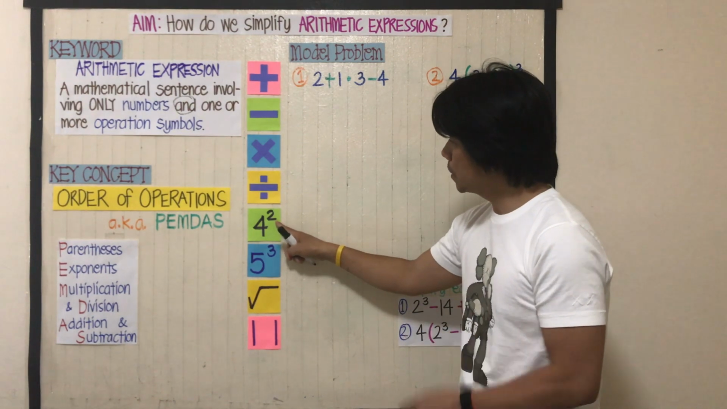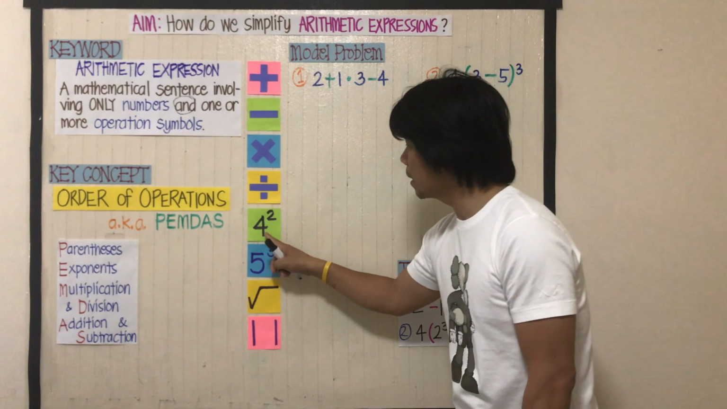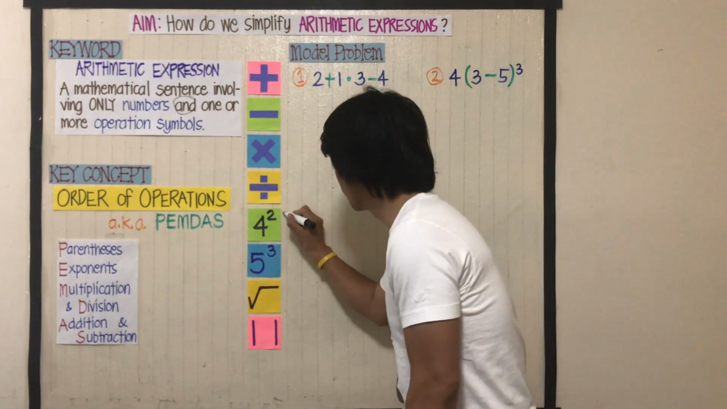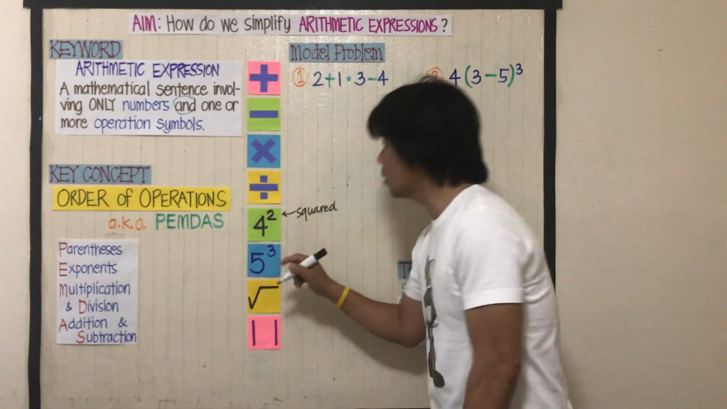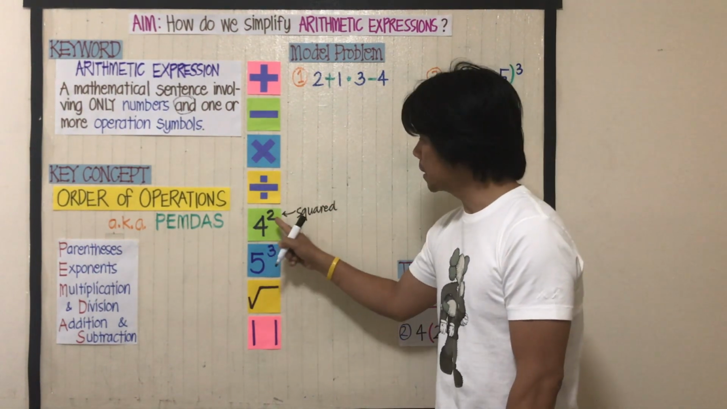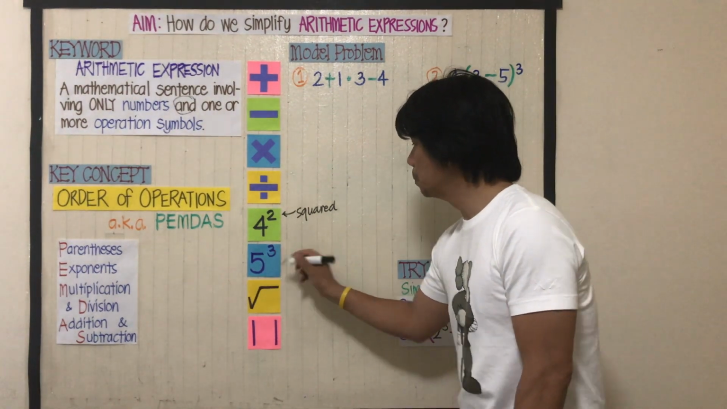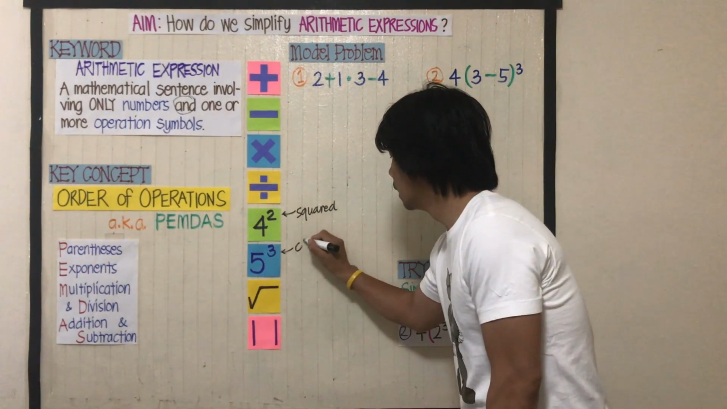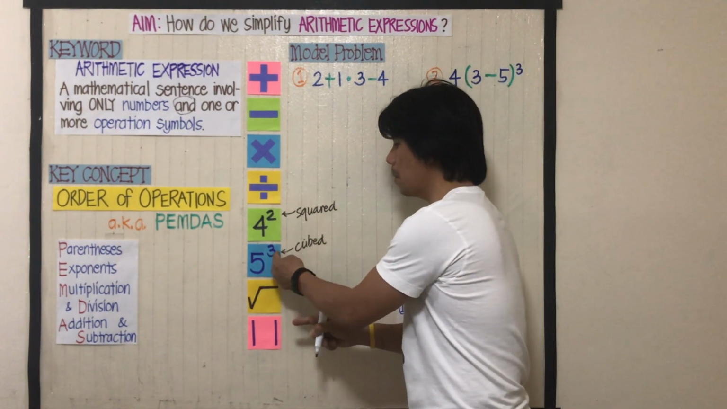And you can also see this small number called an exponent. So this is read as 4 squared, or you can also read this as 4 to the second power. And this one is 5 cubed, or you can also read this as 5 to the third power.